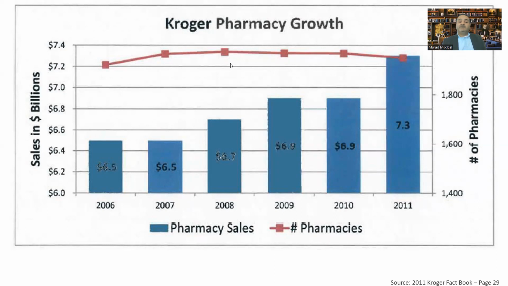The red line is representing the number of pharmacies. So you can see that the number of pharmacies increased in 2007 and then in 2008, and then it started to decrease until 2011. However, we can see that there is an increase in sales in 2011. And we want to explain this.